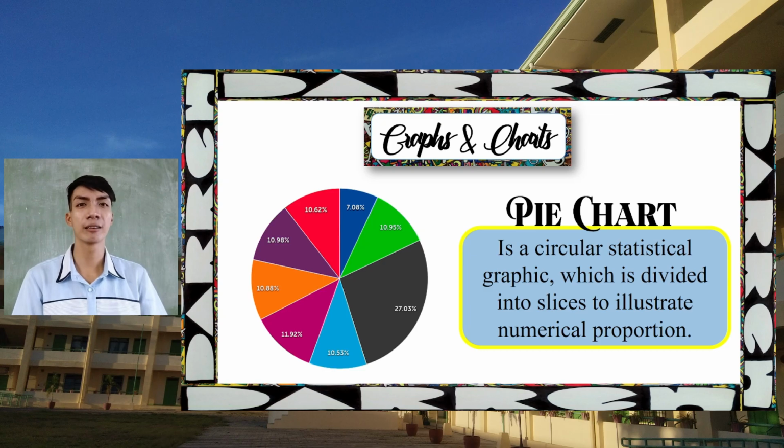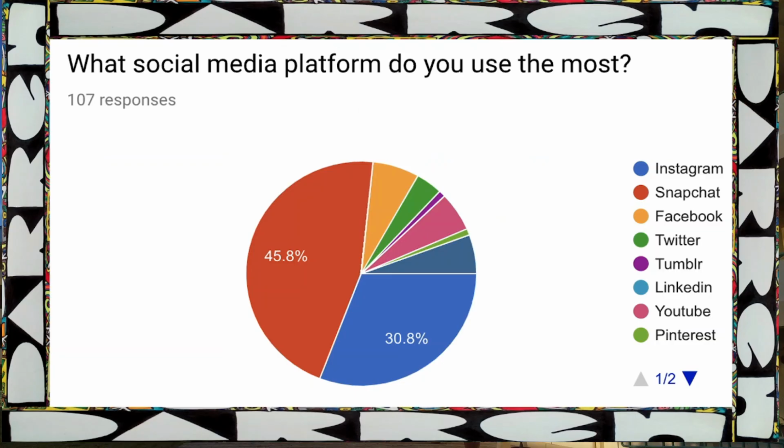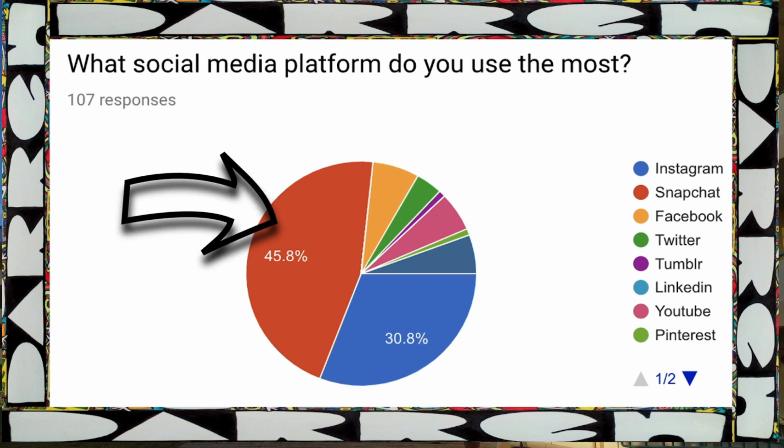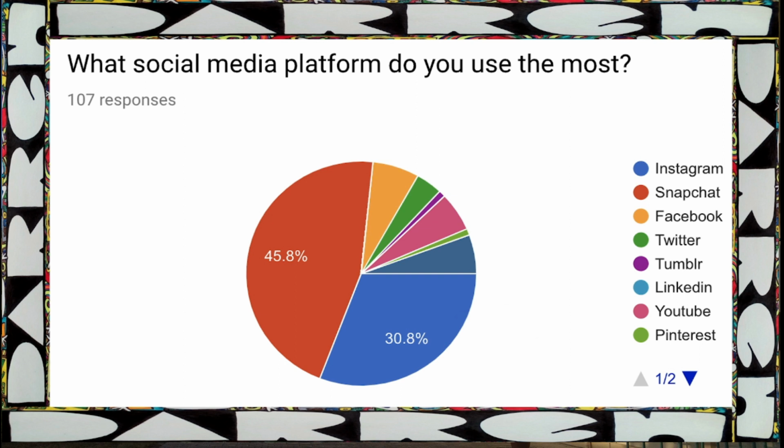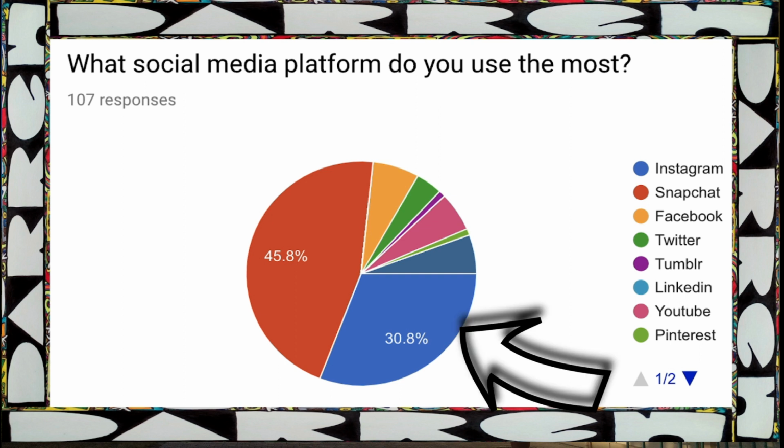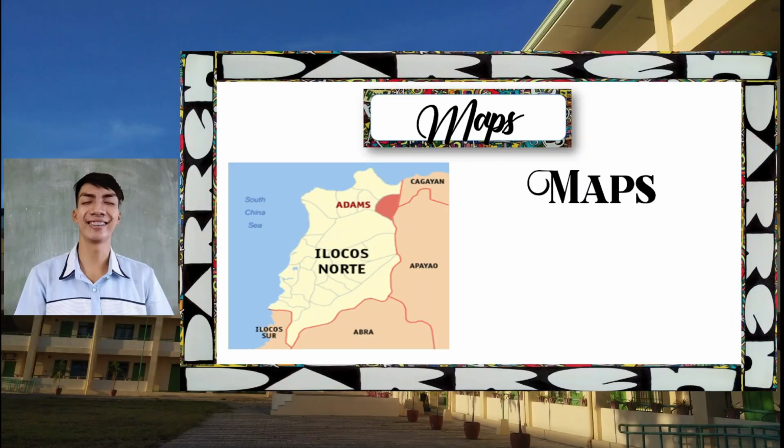For example, this pie chart shows what social media platform is commonly used by most of the respondents. As shown from the chart, out of 107 responses, 45.8% of them used Snapchat and 30.8% used Instagram. Easier, right?